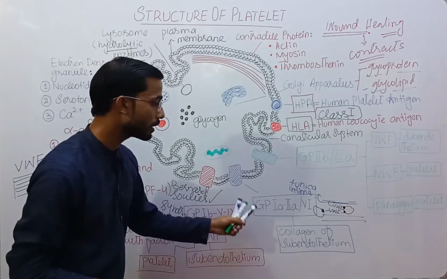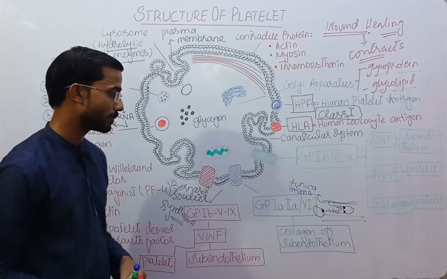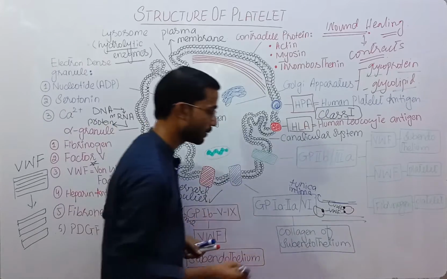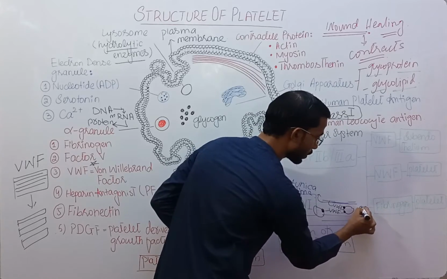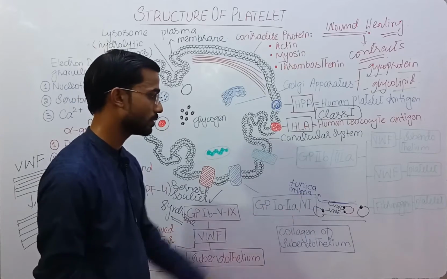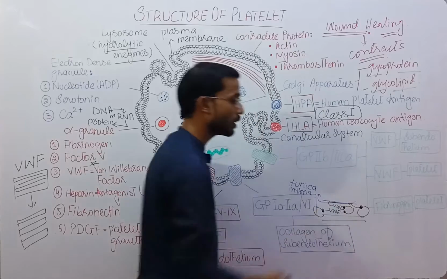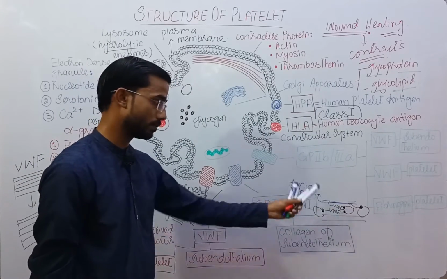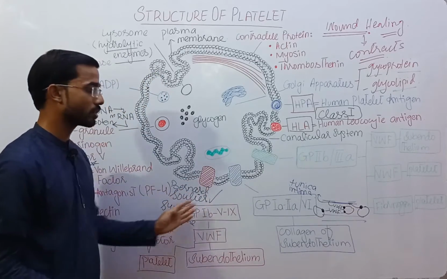Next is the glycoprotein complex 1A, 2A and 6, which attaches directly to the collagen of the endothelium. Like this is a glycoprotein having the factor IA, 2A and 6. This directly attaches to the collagen which is exposed to the platelets. This is basically the function of the glycoprotein.